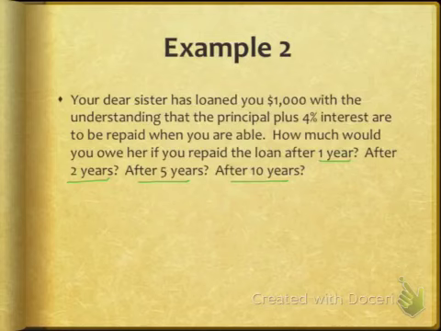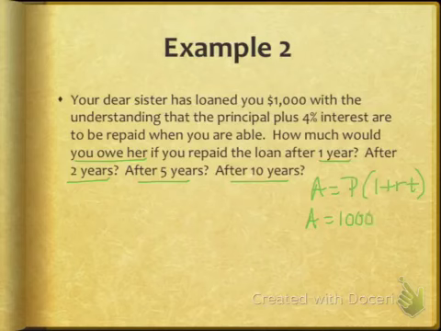So again, because we're looking for the total amount that we would owe her, we're going to be using the A equals P times 1 plus RT equation. And in this case, we can see that the 1,000 is the starting amount. That's how much we're borrowing from her. And we would always be using the interest rate of 4%. So 0.04 is always going to be in this problem. What's going to change is the T value.